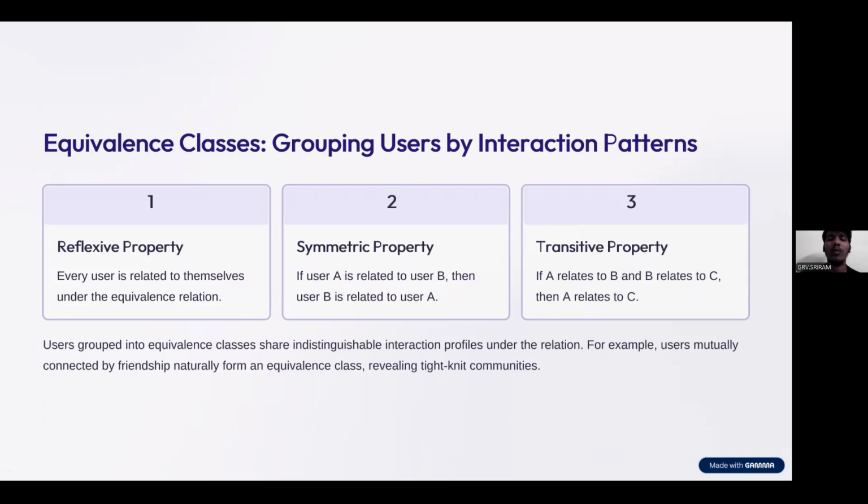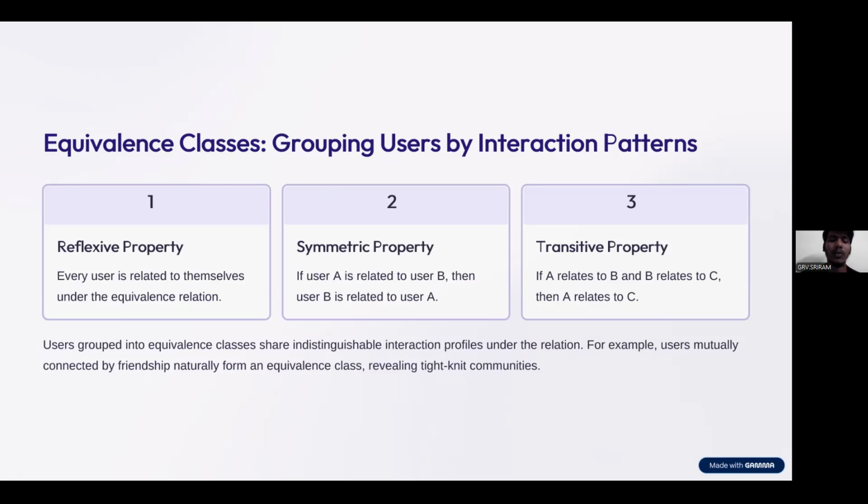Equivalence classes: grouping users by interaction patterns. First step, the reflexive property: every user is related to themselves under the equivalence relation. Second step, the symmetric property: if user A is related to user B, then user B is related to user A. Step 3 is the transitive property: if A relates to B and B relates to C, then A relates to C too.